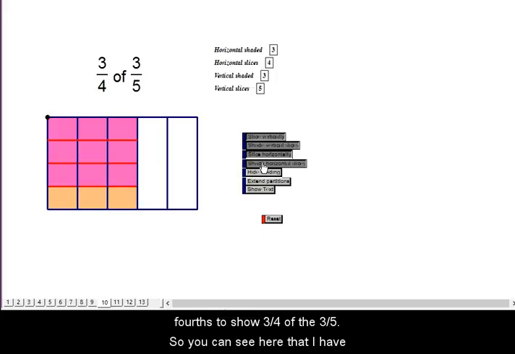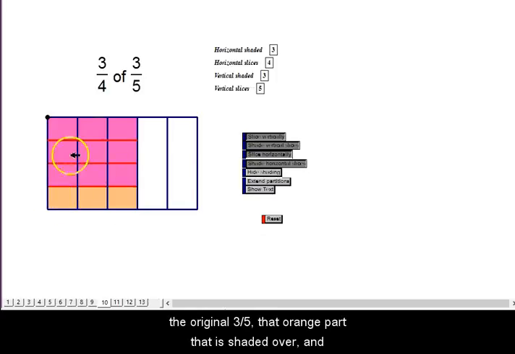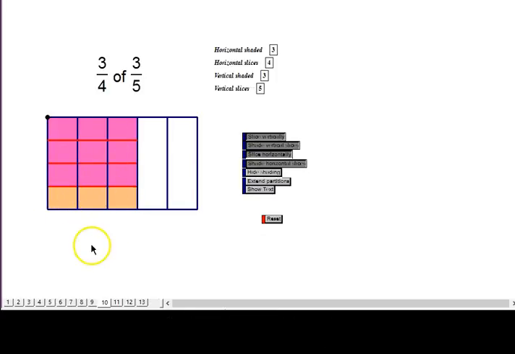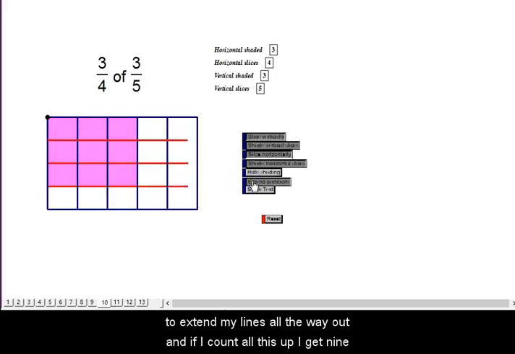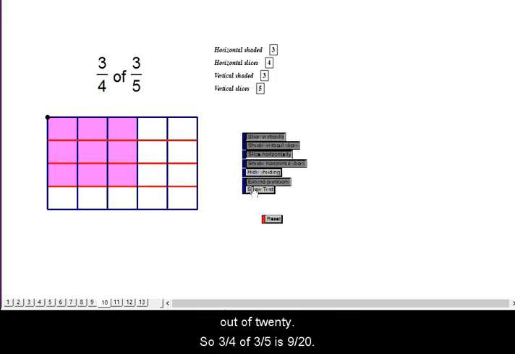So you can see here that I have the original 3/5, that orange part that is shaded over, and now in pink I have 3/4 of that amount. Like usual, I'm going to extend my lines all the way out, and if I count all this up, I get 9 out of 20, so 3/4 of 3/5 is 9/20.